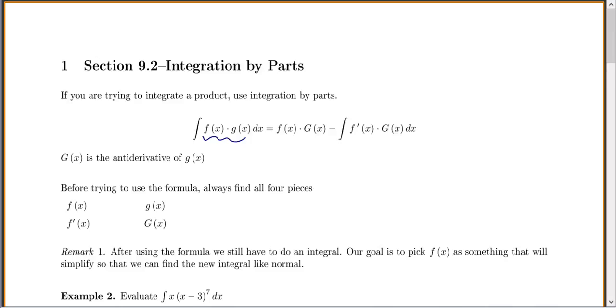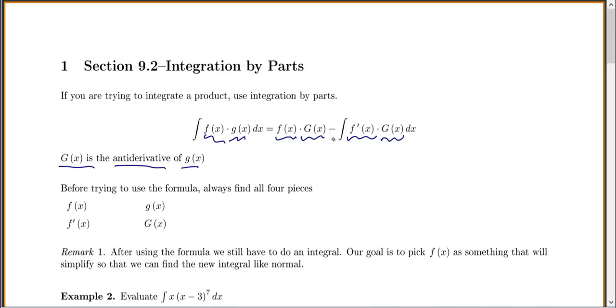Notice it is a very long, very nasty looking formula where, if this is f and this is g, we have to do f of x times g of x minus... now wait, this isn't just a little g. Notice this is a capital G. That capital G is our notation to tell us it's the antiderivative of g of x, so you have to take the integral, minus the derivative of f times the antiderivative of g dx. Notice you still even have to find another integral. So this is a very nasty looking formula.